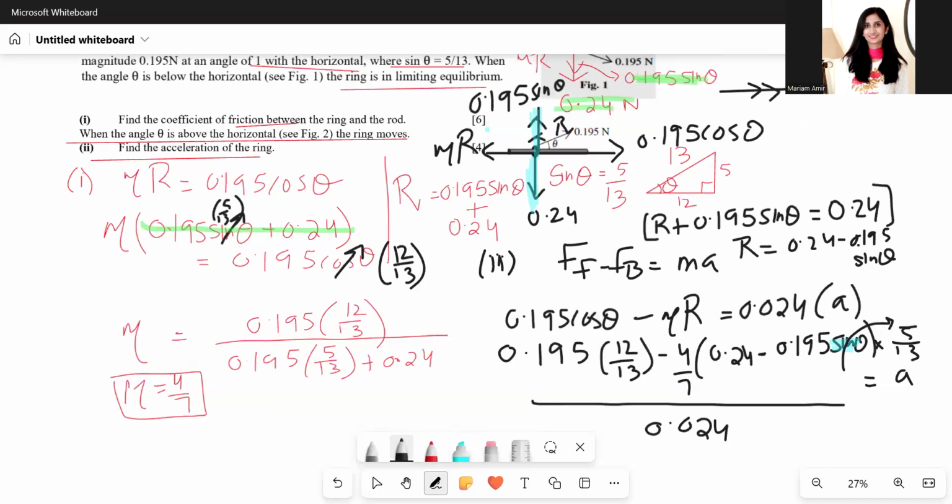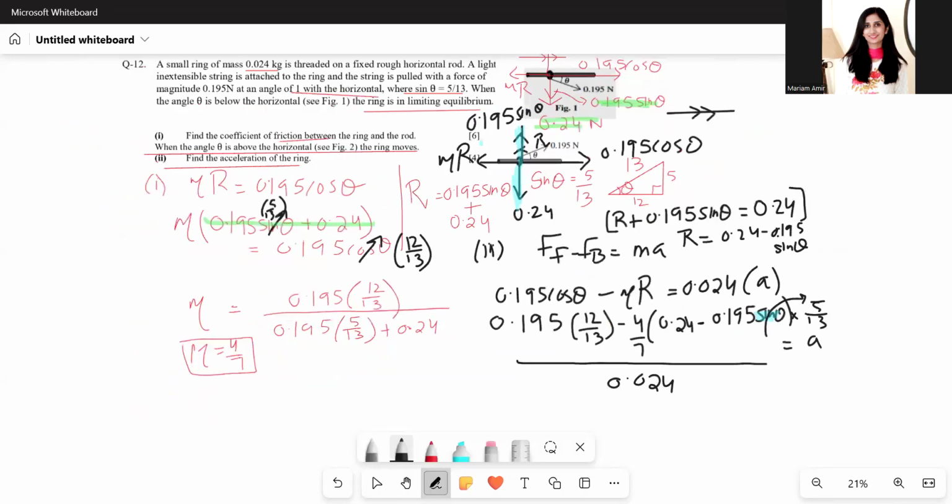So we have 0.195 times 12 by 13 minus the fraction 4 by 7 times the bracket 0.24 minus 0.195 times 5 by 13, bracket close, divided by 0.024, which gives me 3.5714. So acceleration would be 3.5714 meters per second squared.